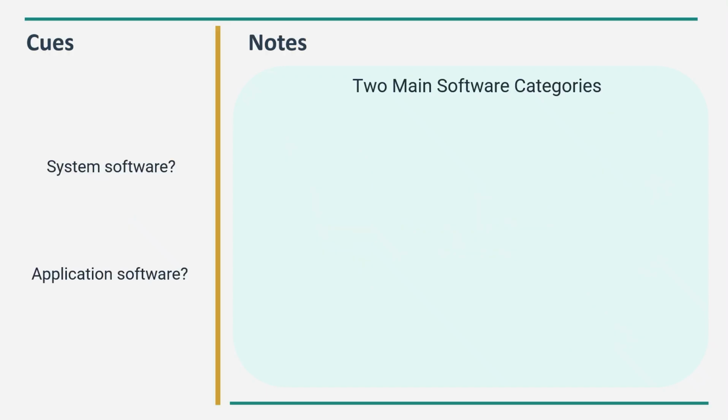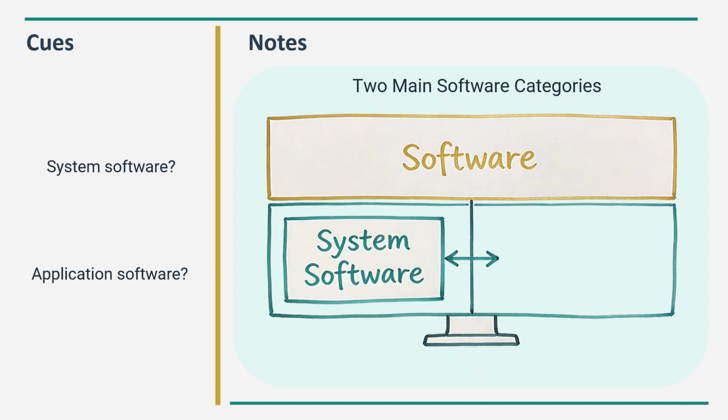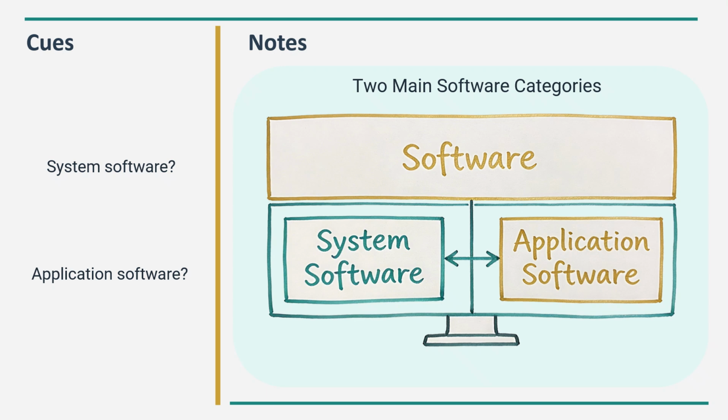Just like all hardware is not created equal, all software does not do the same job. Software is divided into two main categories. System software, that helps the computer itself to work properly. It manages the hardware and provides a platform for other programs. Application software helps the user to do specific tasks, like typing a letter, watching a video, or browsing the internet. In other words, system software serves the computer and application software serves the user.